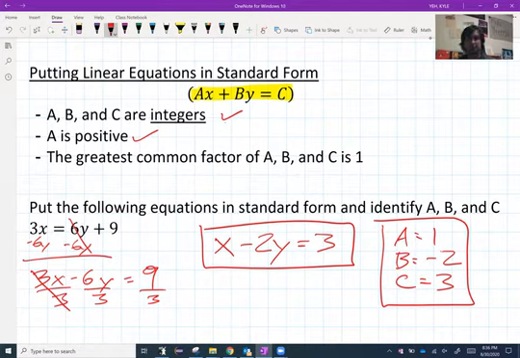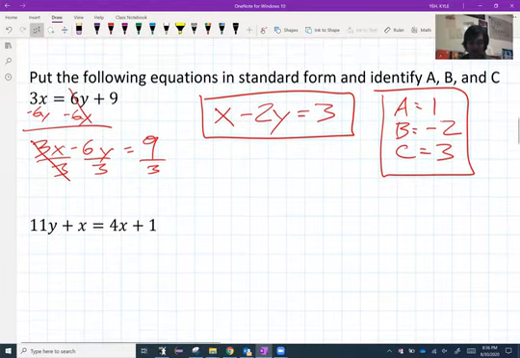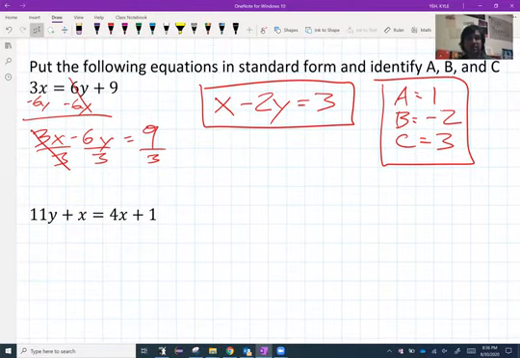So the first thing we did on that problem, we put it into standard form, we rearranged, and then we divided, and then once we had it in standard form, we identified a, b, and c. What I would like you to do is follow the exact same process on this second problem. You're going to have to move things around. You're going to have to rearrange so that it looks like ax plus by equals c.